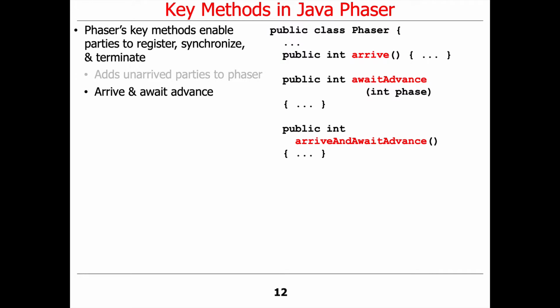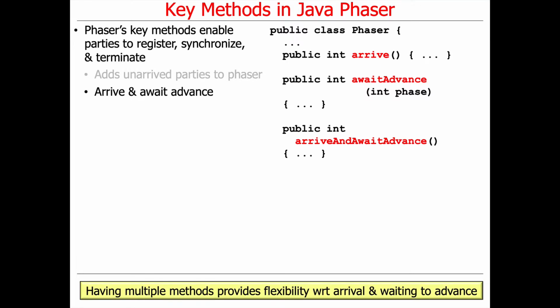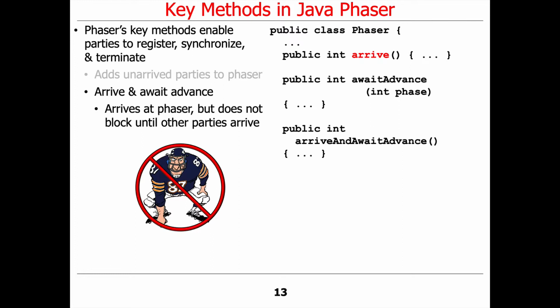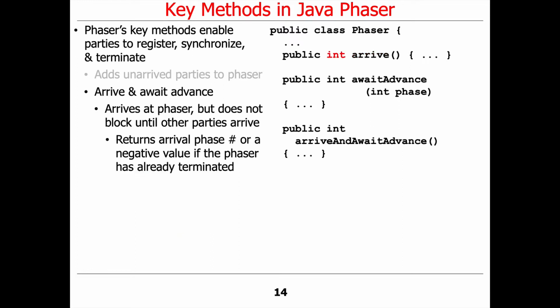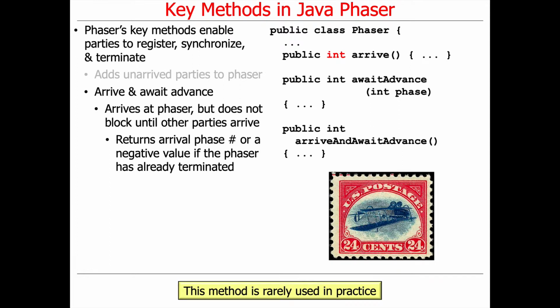There's a number of methods that are used to arrive and/or await advancing to the next phase. As we'll see, having multiple methods provides flexibility with respect to arrival and waiting to advance. However, it also makes things more complicated to understand. This method, arrive, arrives at the phaser but does not block until other parties arrive. So it basically indicates it's there, but then it doesn't stick around. So it's a non-blocking method. This method returns the arrival phase number or a negative value if the phaser is already terminated. This method is rarely used in practice.